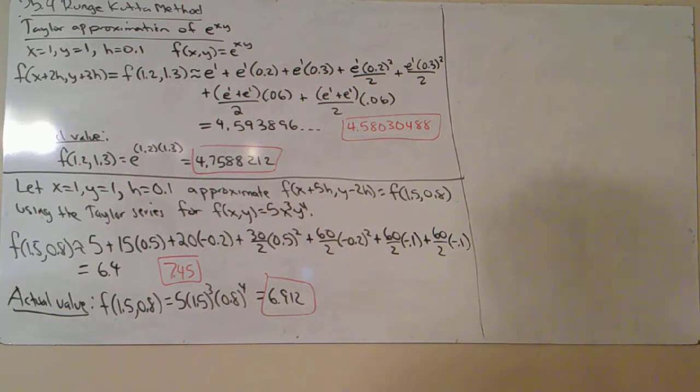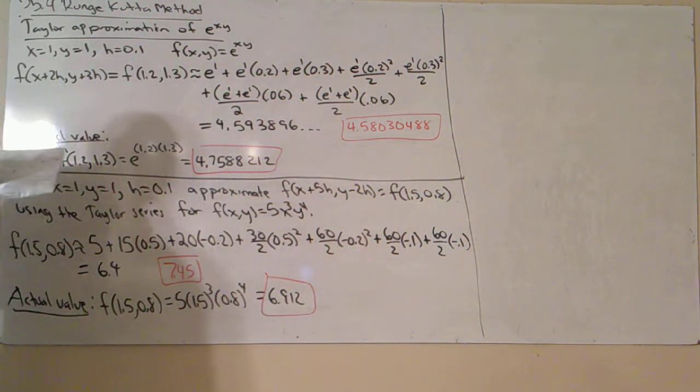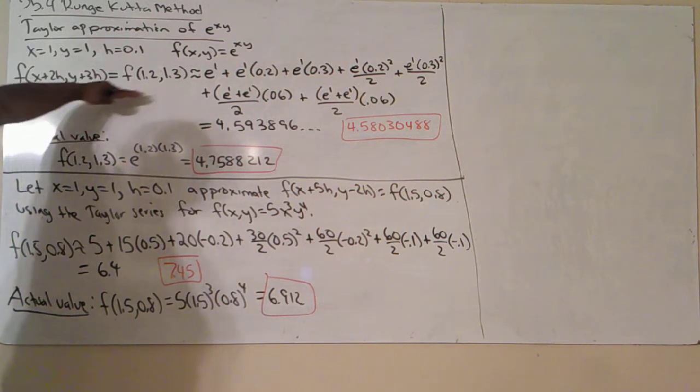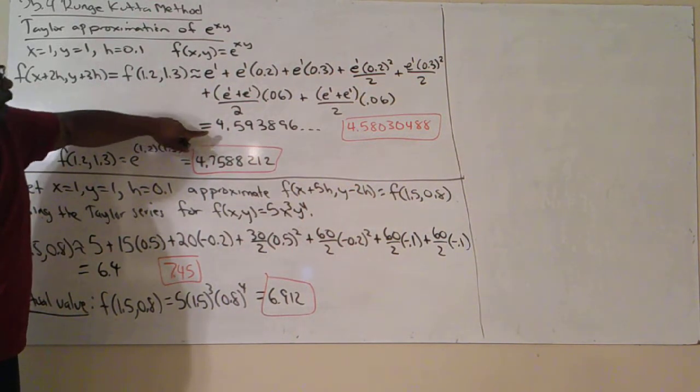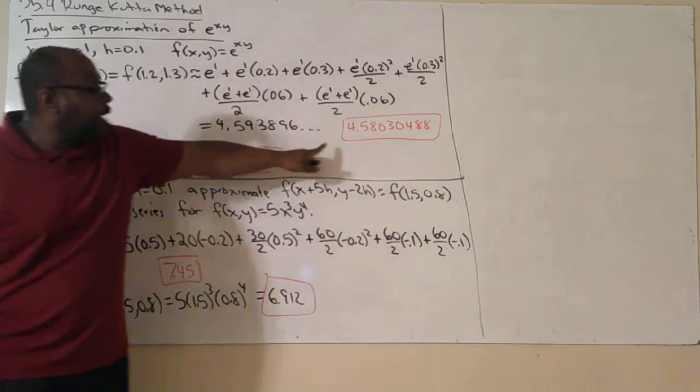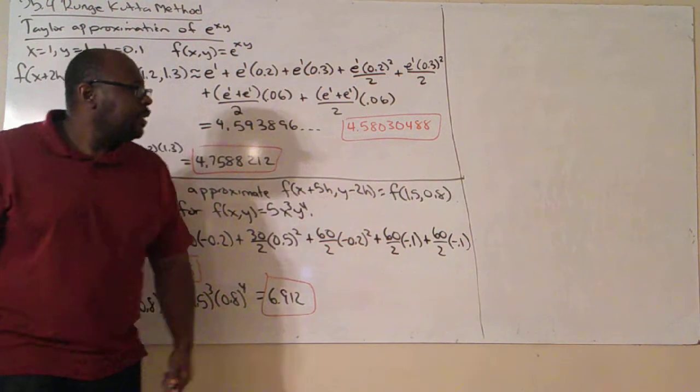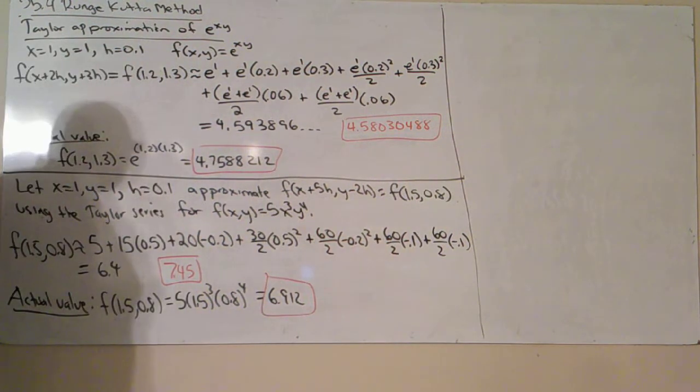So I did make a mistake in my numbers here. For the first one, for the tail approximation of e to the xy, the tail approximation is right up to this point. However, this number is not correct. I have 4.58030488, I believe, is what I have when I did it again. And this number is still the same.